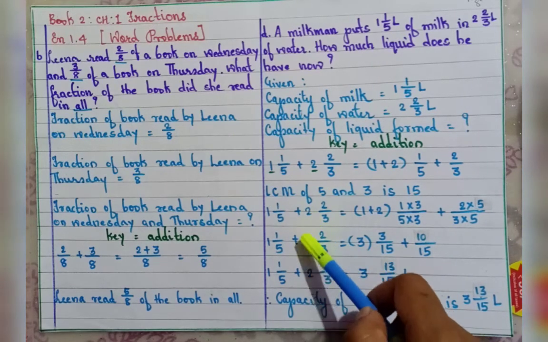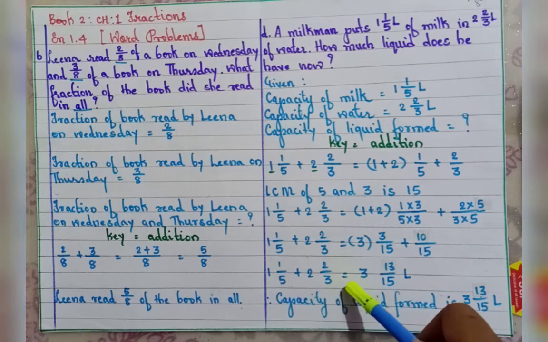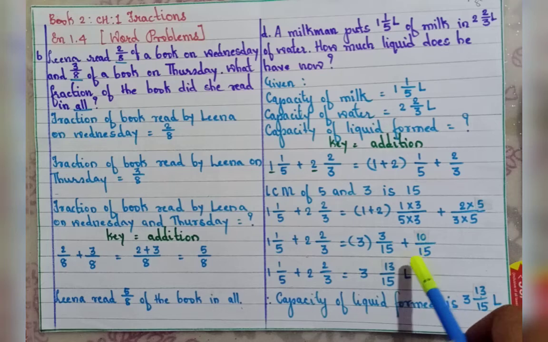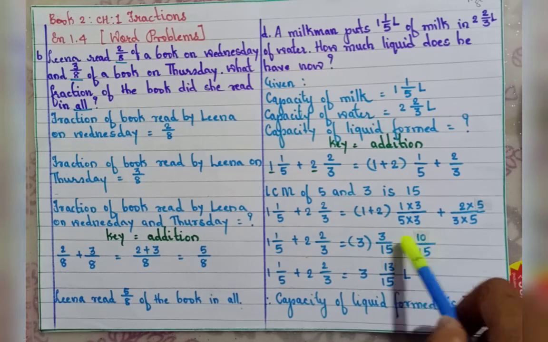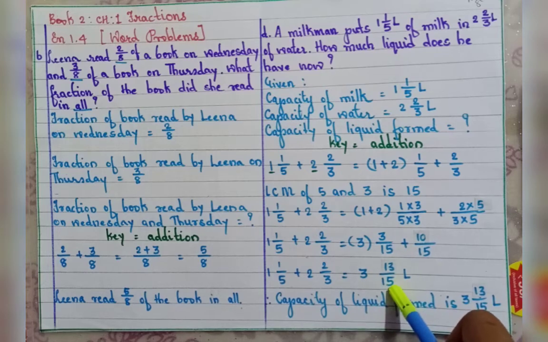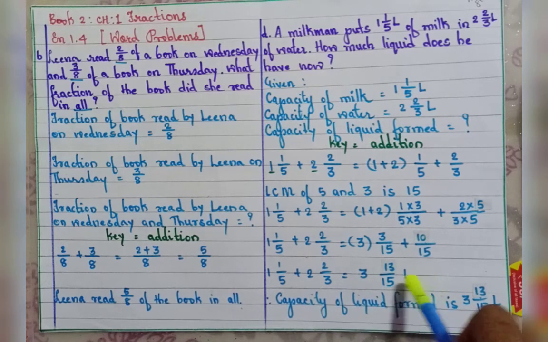So copy the question as it is: 1 1/5 plus 2 2/3 equals 3. Now it is a like fraction, isn't it? So we can add directly. 10 plus 3 is 13, so 13 by 15 liter. Therefore 3 13/15 liters is the sum, or the capacity of the liquid formed by adding water. And hence the solution.